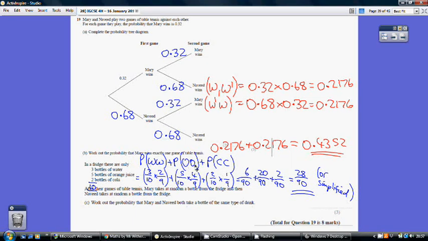Alternatively, orange, orange. Mary taking an orange to start with would be 5 out of 10. Then Naveed coming along and taking an orange would be 4 out of a revised total of 9. 5 4s are 20, 10 9s are 90, so 20 over 90. And the third scenario is cola, so 2 out of 10 for Mary, then 1 out of 9 for Naveed, giving us, top, bottom, 2 over 90. So we don't care whether it's water, orange juice, or cola. We add the 3 together, and that's 28 over 90. You could simplify it if you wanted to, but you didn't need to.